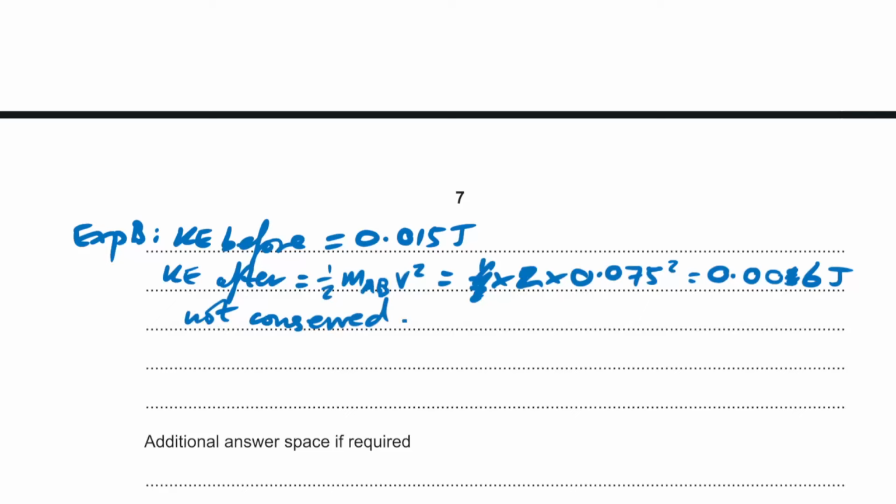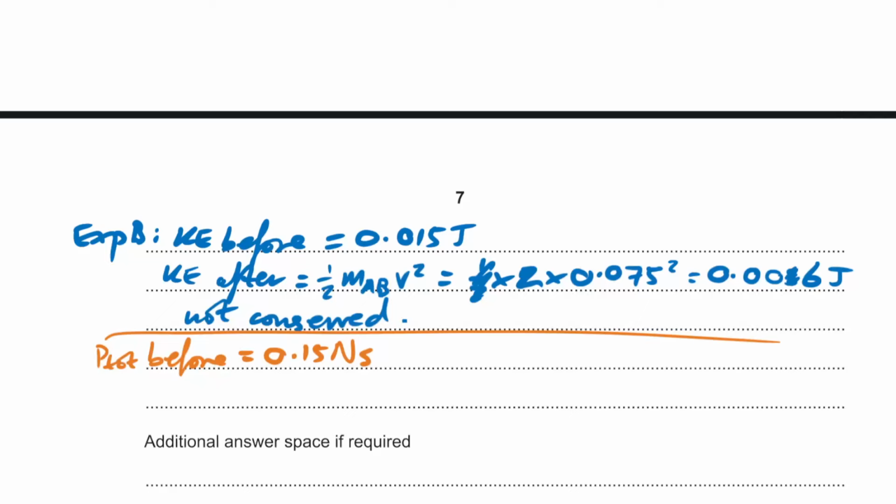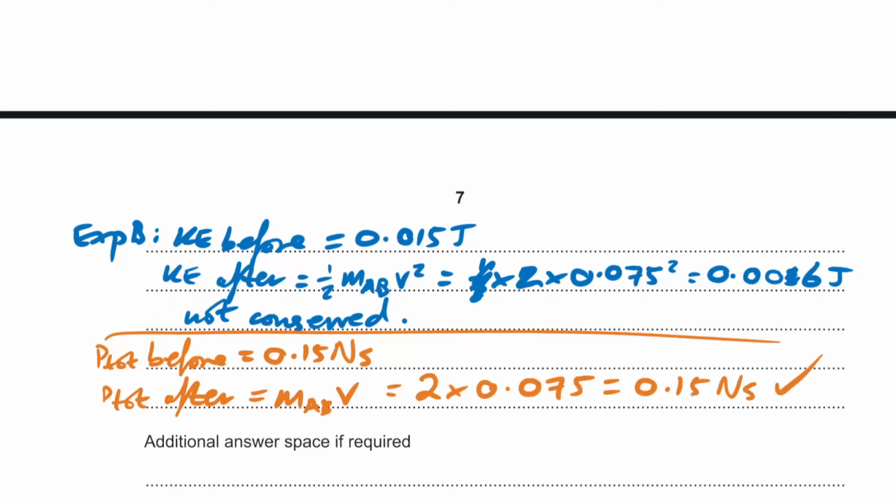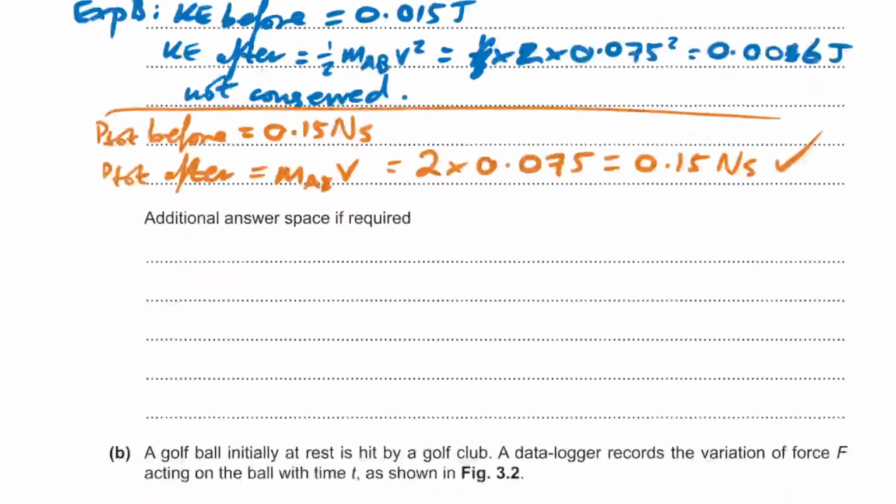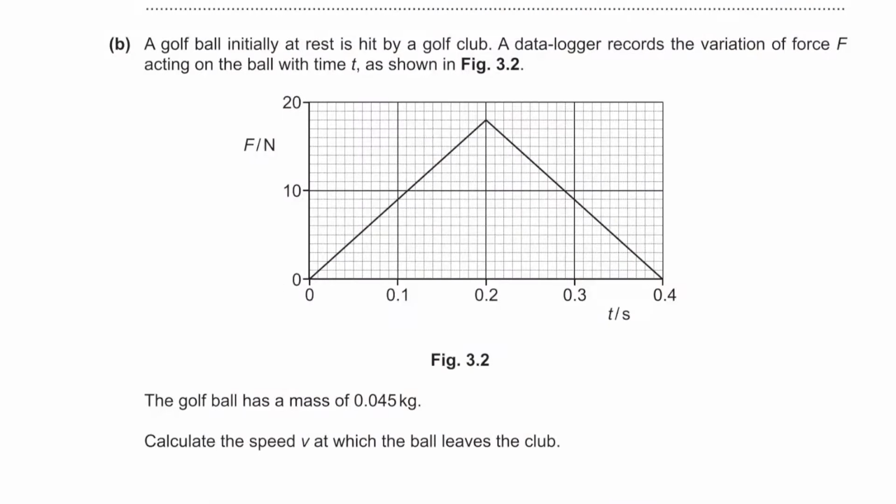And then we just need to do the momentum as well. So momentum before, again, the total momentum was the same as in experiment A. So total momentum before was equal to 0.15 newton seconds, or kilogram meters per second. And then P total afterwards is equal to the mass together times the common velocity. So again, that's 2 times 0.075. And yeah, that is going to give us, as we can see, 0.15 newton seconds. So it is conserved. What a pain. That's like 8 marks calculation wise.